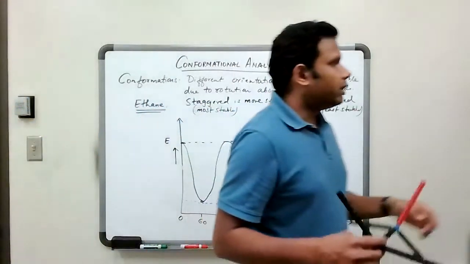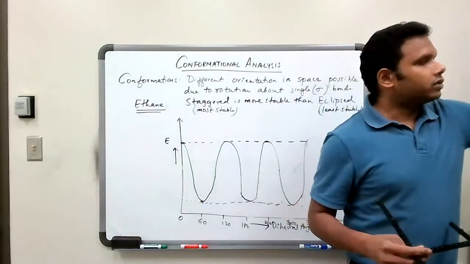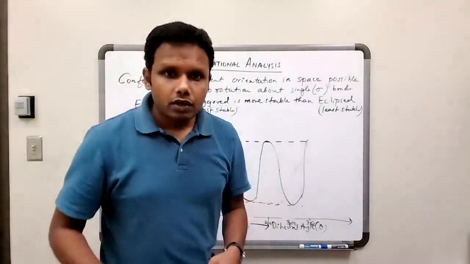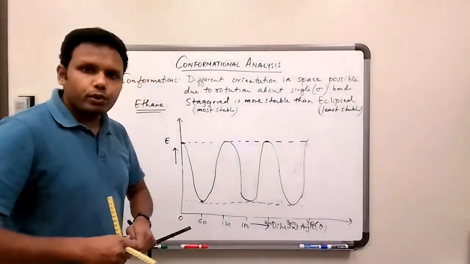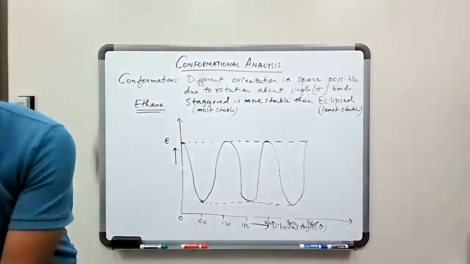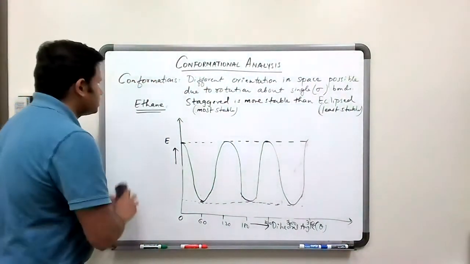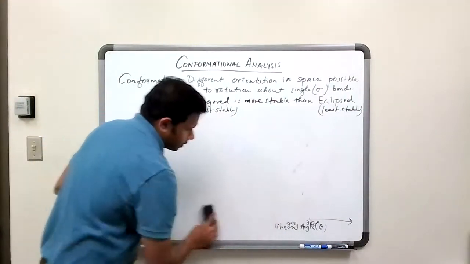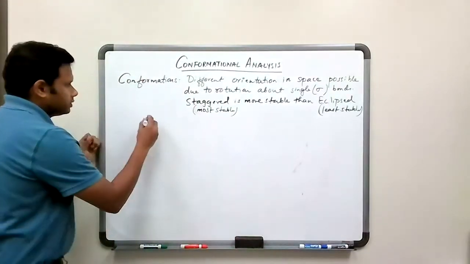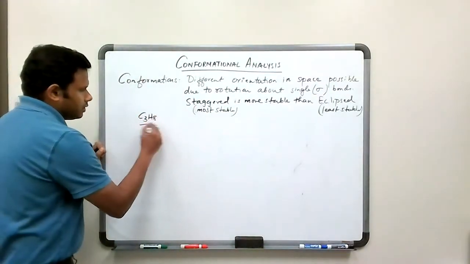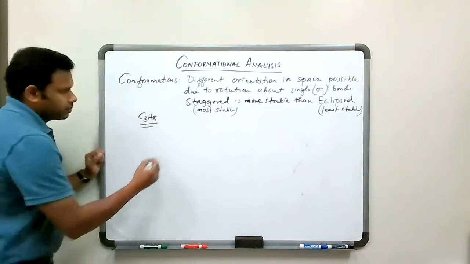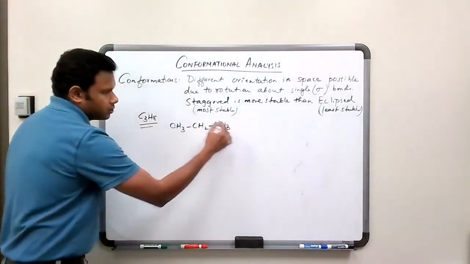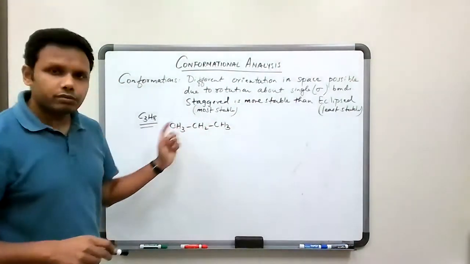Let's think about adding something to this molecule. We've done ethane now, so let's move on to propane. Propane is C3H8, so it has an extra carbon. So now we have CH3, CH2, and then CH3. So there are two carbon-carbon bonds here.